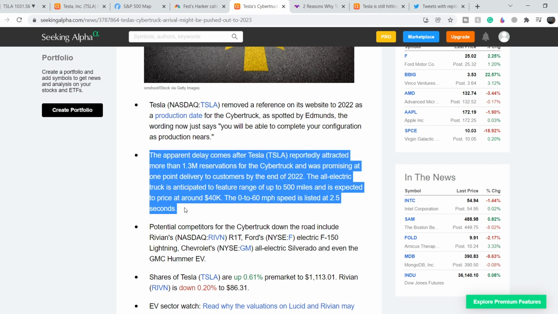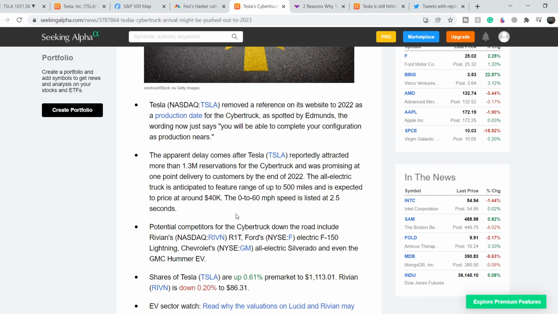The apparent delay comes after Tesla reportedly attracted more than 1.3 million reservations for the Cybertruck and was promising at one point delivery to customers by the end of 2022. The all-electric truck is anticipated to feature a range up to 500 miles and is expected to price at around $40,000. The 0 to 60 miles per hour speed is listed at 2.5 seconds.